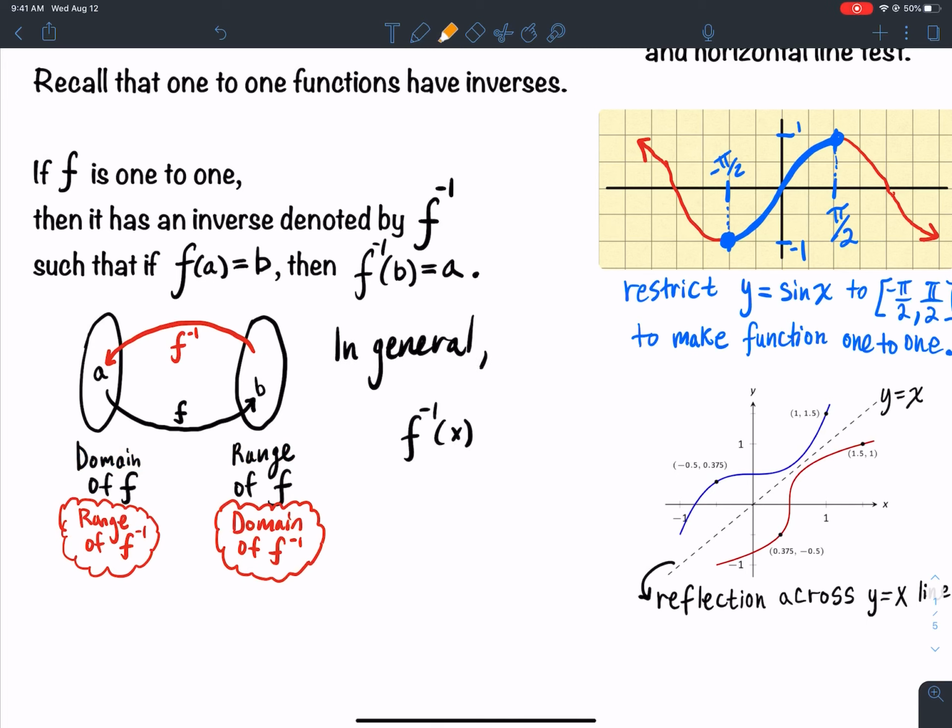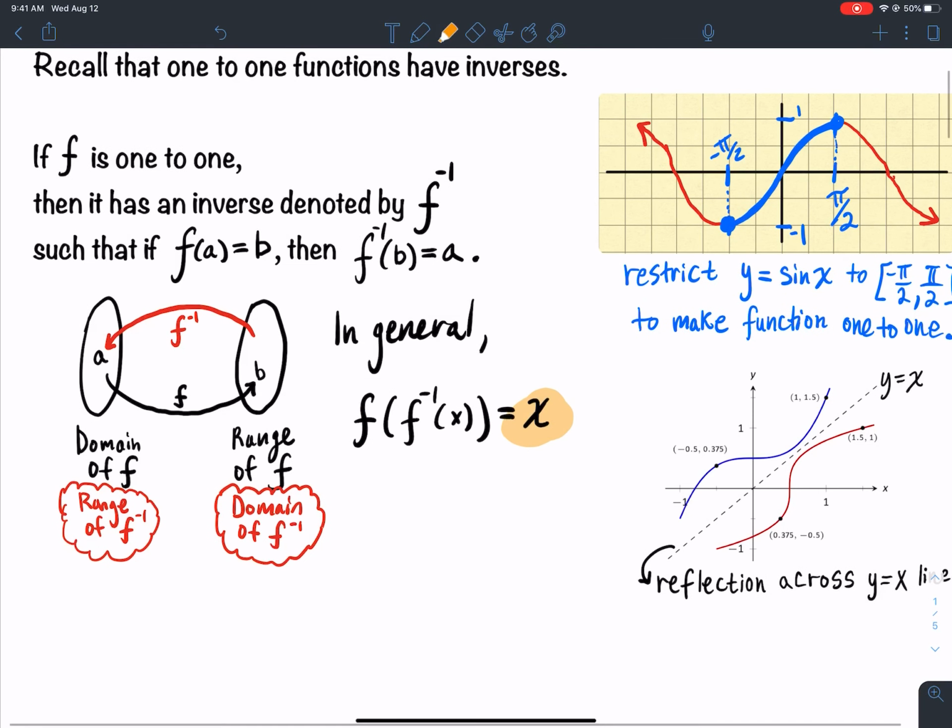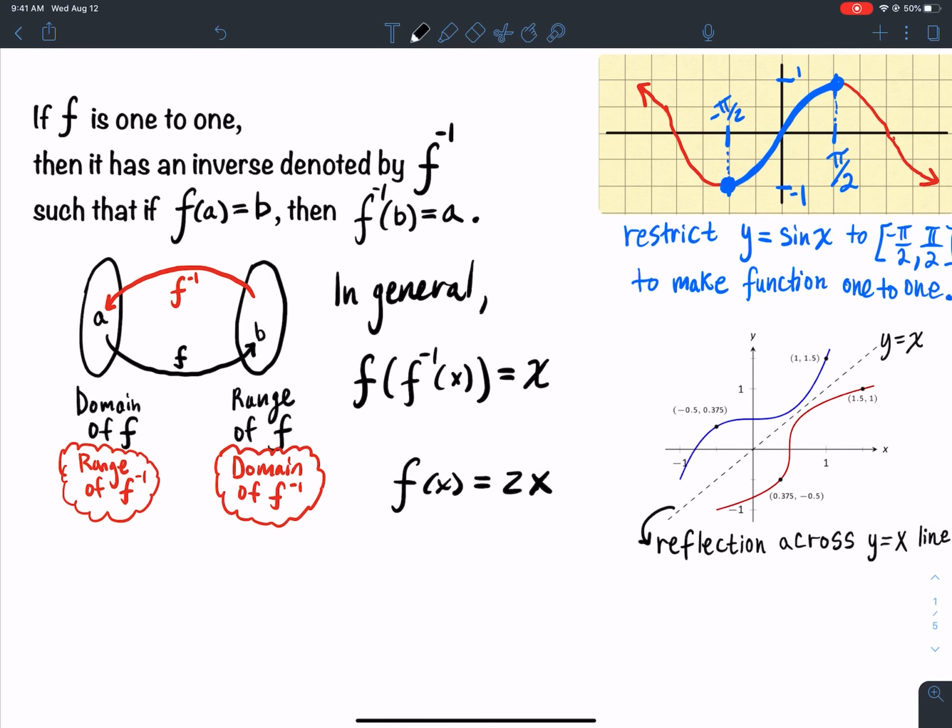So in general, if I have some f inverse, and I apply the original function to it, then my output is going to be x. And if you want to think about it this way, say I had some function that takes a number and doubles it. So say I input 3. What's the output going to be? If it doubles 3, it's going to make it 6, right?